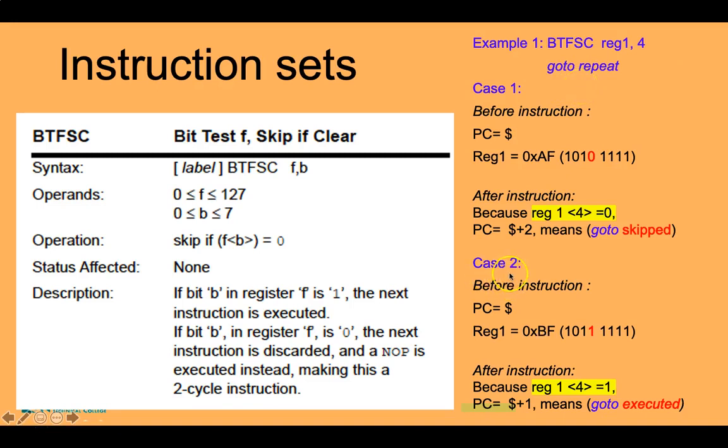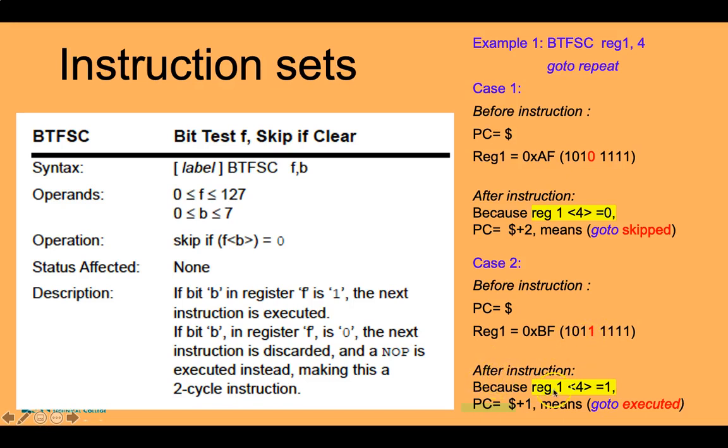Now let's see case 2, in which we have a different hexadecimal number in the REG1 file register. All these 2 instructions are going to be executed the same, only there is a new hexadecimal number in this file register. So it's going to check the 4th bit. The 4th bit is this one, and right now the 4th bit is set, which is 1.